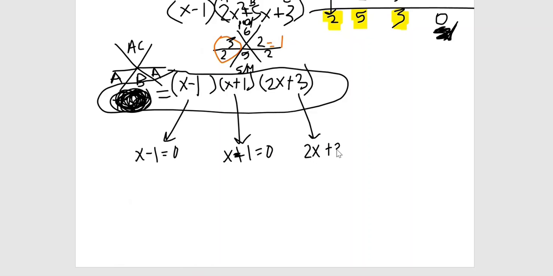The first one would be positive 1. Good. And then the second one would be negative 1. And minus 3 divided by 2.